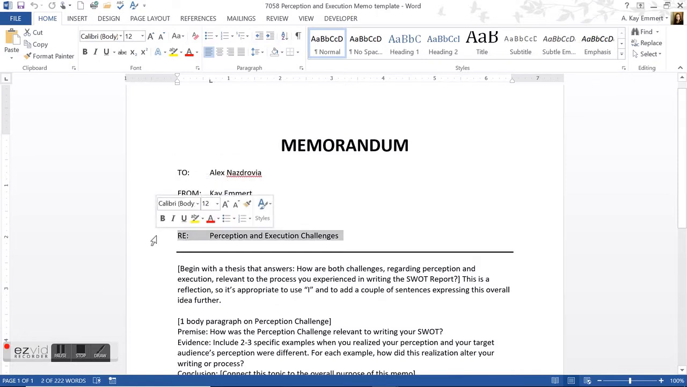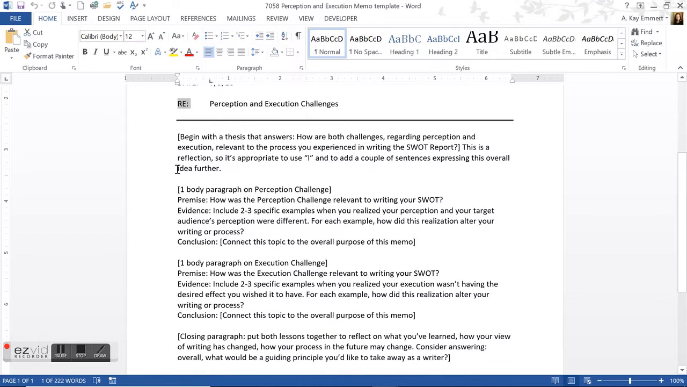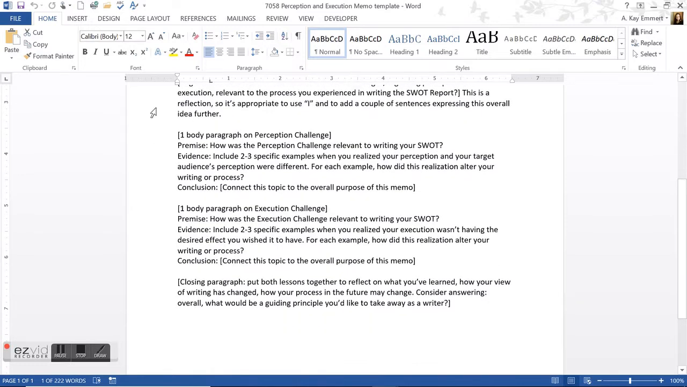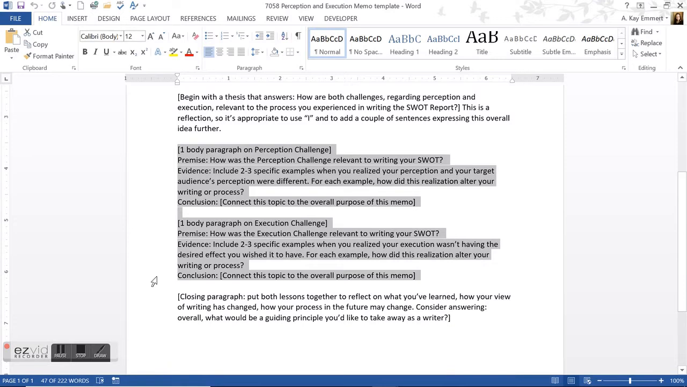You are writing this to Alex and Strovia. This is from you, so your full name should be in this line. And this should be the date you wrote this document. And then have an appropriate RE line. So remember that this memo is in response to a request from Alex. So I've made this an RE line instead of a subject line. Okay, so once you've got your format set up, now you're ready to start writing.